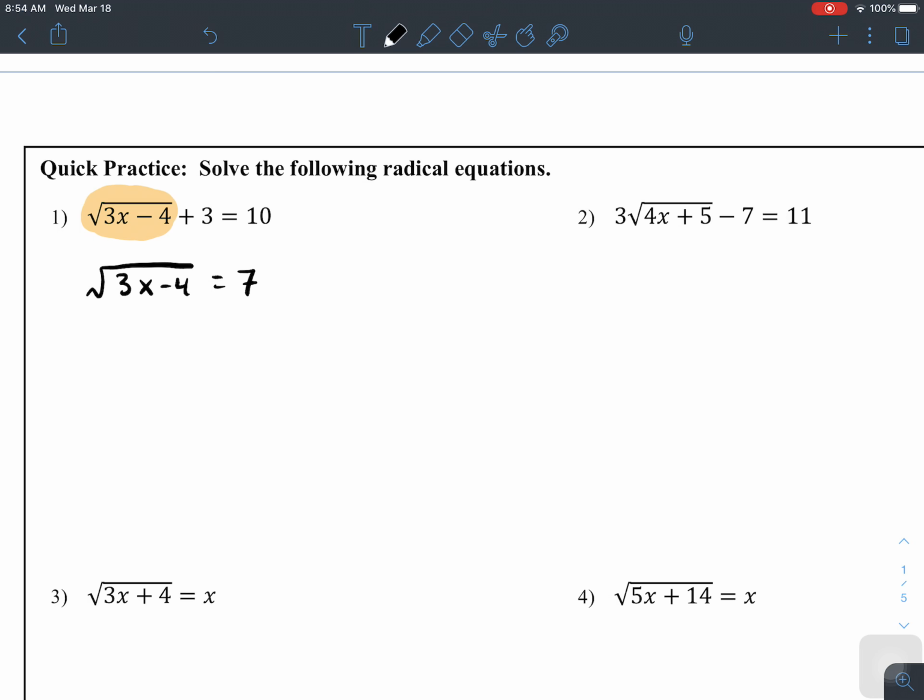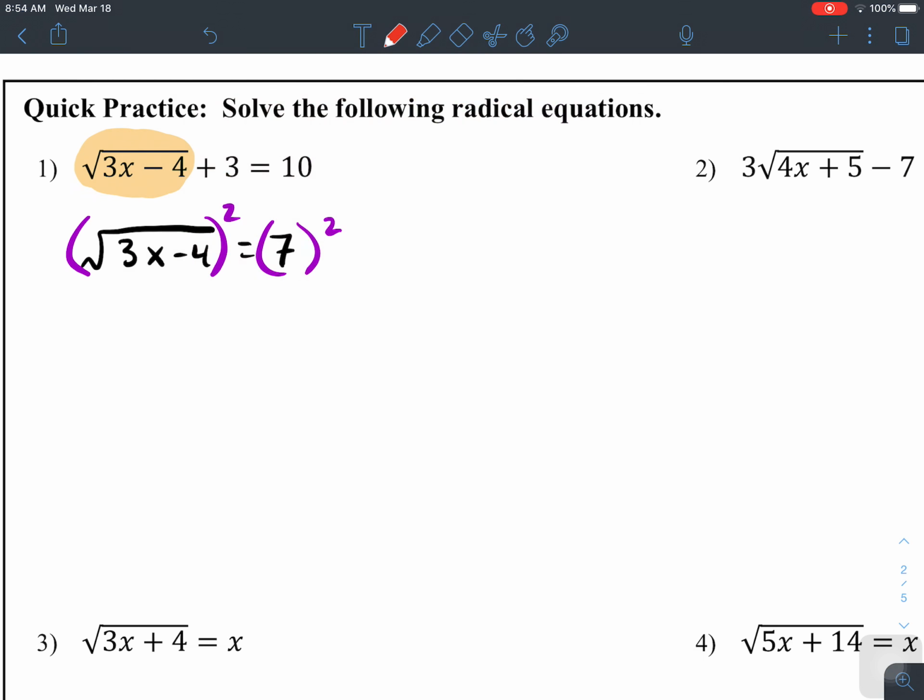And that's going to give me 7 on the right-hand side. Now that radical is by itself. So parentheses around the entire left side, parentheses around the entire right side. I don't care what's written there, that's what you do. I don't care if it's one number, I don't care if it's just a radical. It's always parentheses on the left, parentheses around the right.